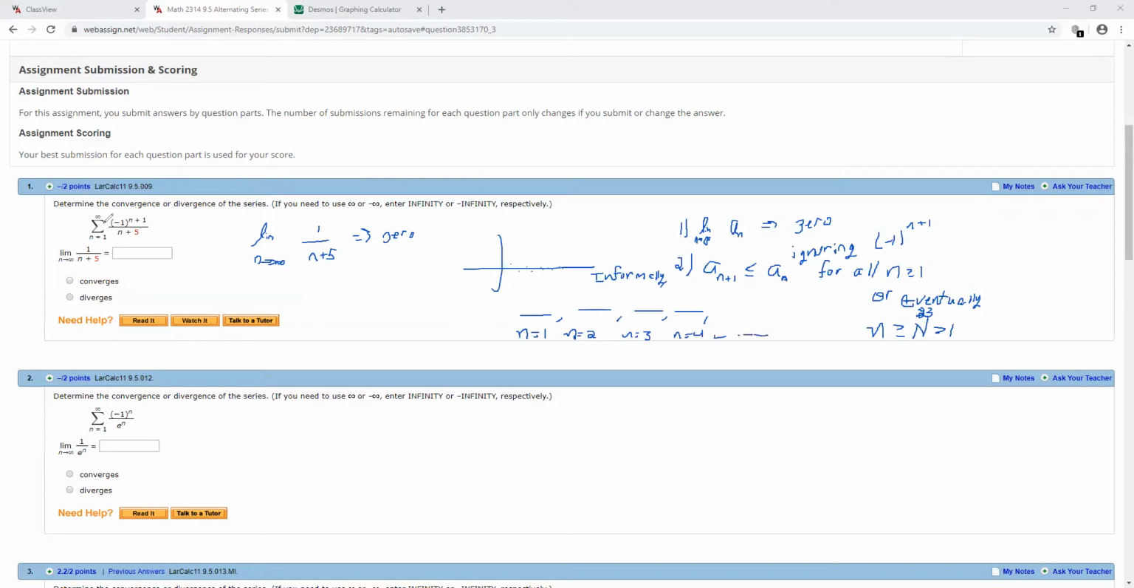If you plug 1 in, ignore the -1 to the n plus 1. That just makes the terms negative or positive. So if we just look at this part, the n plus 5 on the bottom and a 1 on the top, and start writing the terms down, Josh, what's going to happen when n equals 1? We're going to get 1 over 6. And when n equals 2, we're going to get 1 over 7. And 1 over 8. Forever.